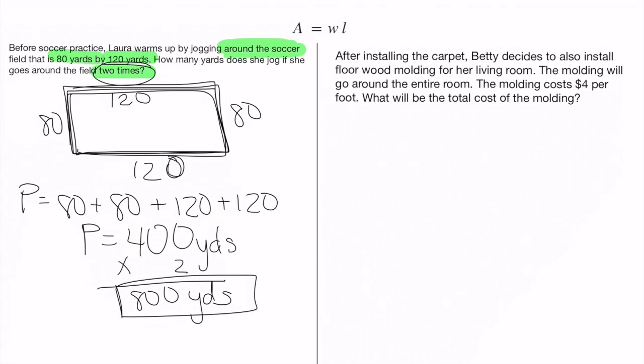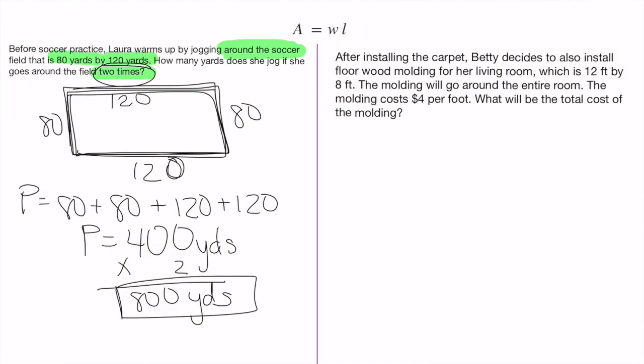Last one. After installing the carpet, Betty decides to also install floor wood molding for the living room. The molding will go around the entire room. The molding costs $4 per foot. What will be the total cost? All right. After installing carpet, Betty decides she also wants to install wood floor molding for her living room, which is 12 foot by 8 foot. The molding will go around the entire room. The molding costs $4 per foot. What will be the total cost of the molding?